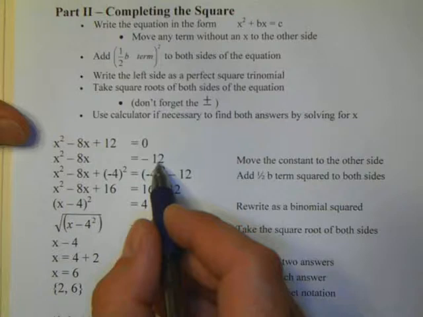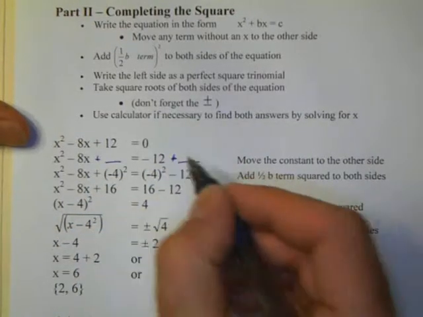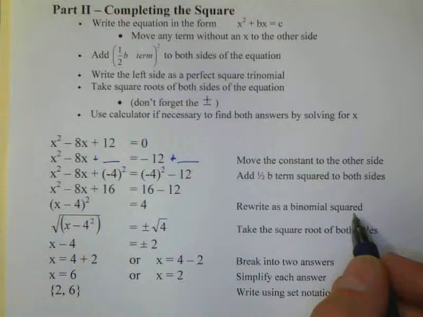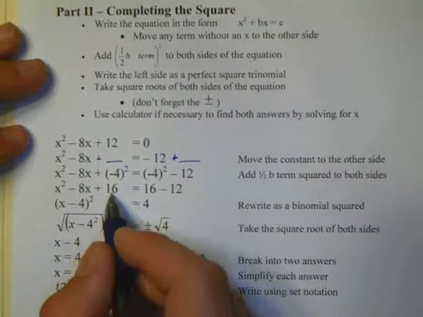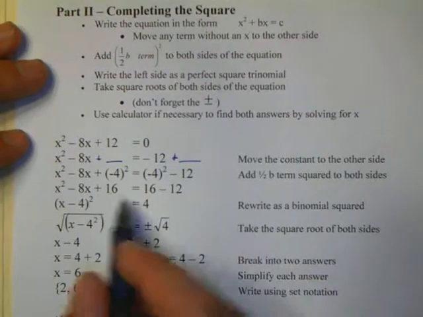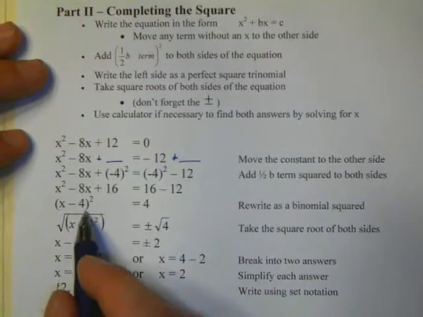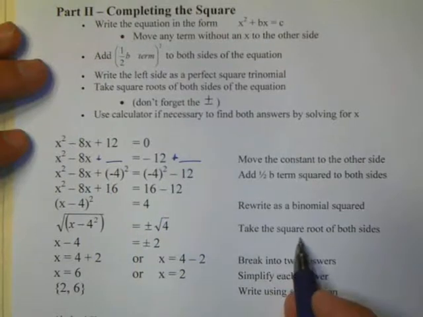It goes like this. We're going to take the 12 and move it over to the other side. Notice, remember, if something changes sides, it changes signs. Then we're going to put in plus blank to each side. And we're going to complete the square like we did above. Half of 8 is negative 4, and negative 4 squared is 16. So notice we add 16 to both sides.